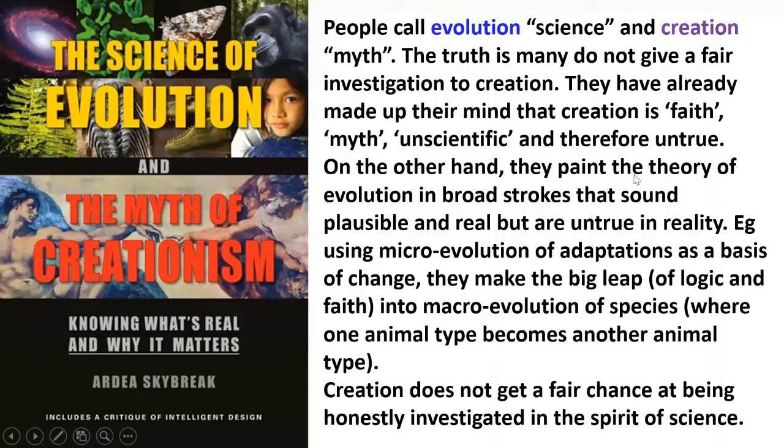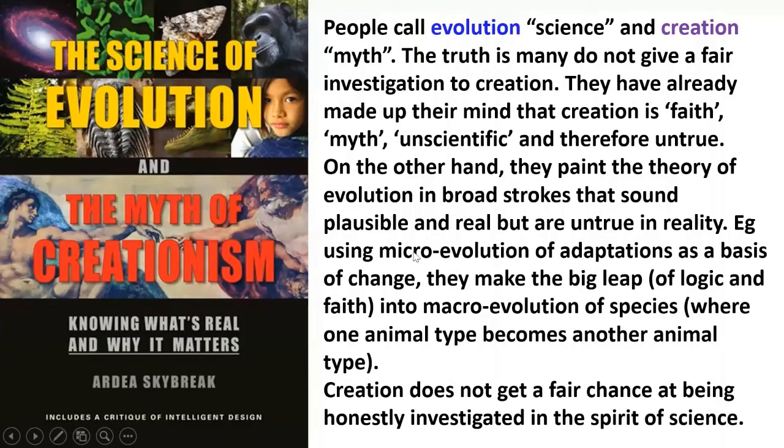But on the other hand, they paint the theory of evolution in broad strokes, like the article that we saw just now. Lightning could have done this and suddenly amino acids and all these produce life. They paint in very broad strokes. And it sounds possible, it sounds reasonable to us that this kind of thing can happen. It sounds plausible and real, but it's actually untrue in reality. When you actually go down to the nitty-gritty details, they will give you all these jumps of logic and facts. Example, they use microevolution. Remember micro? Very small changes within the species where it's actually adaptation.